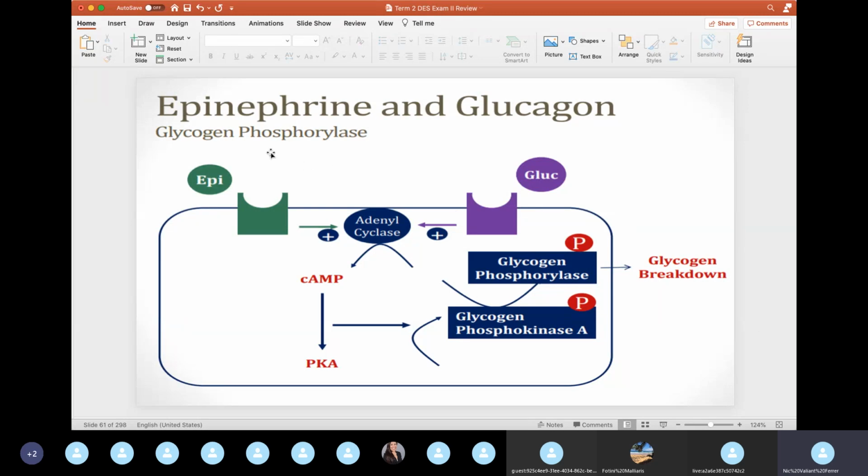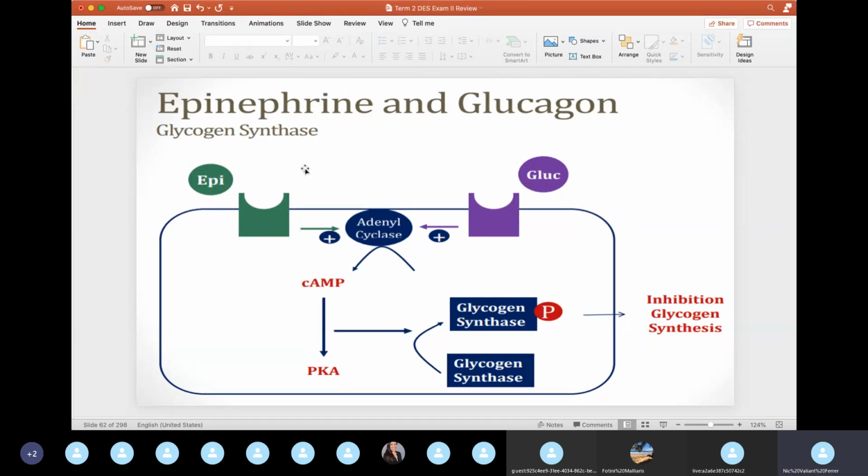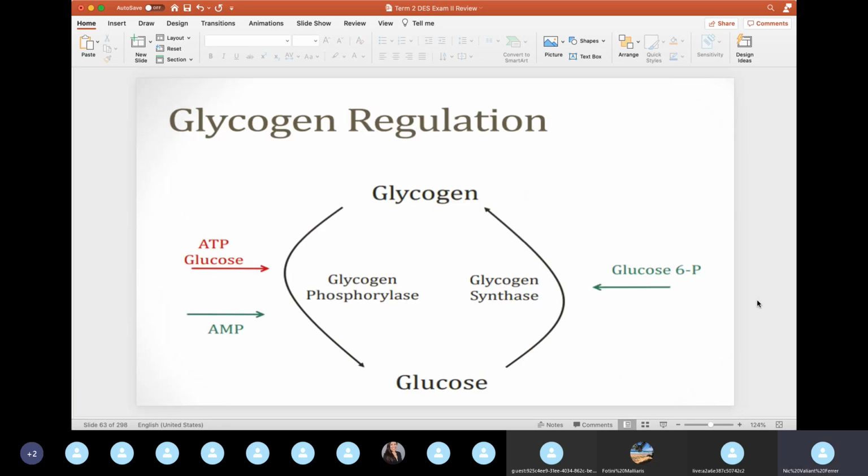Another one here is a schematic diagram of your epinephrine and your glucagon. Remember, epinephrine and glucagon both increase your cyclic AMP. They both increase your PKA. They increase your glycogen phosphorylase for glycogen breakdown. Again, on the other hand, they decrease your glycogen synthase. They inhibit glycogen synthesis. We talk about the regulation. This is just a nice slide for the regulation of glycogen.